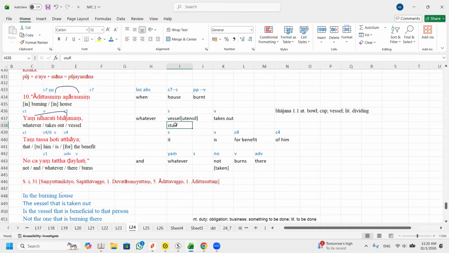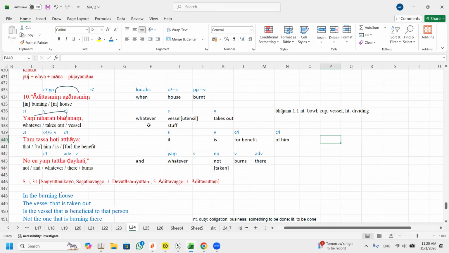Can you see the word I put? You can put so many things, you can put utensil, because bowl, cup, all these things. And I also put the word stuff. I put barang, whatever stuff. Can you see the whatever stuff?